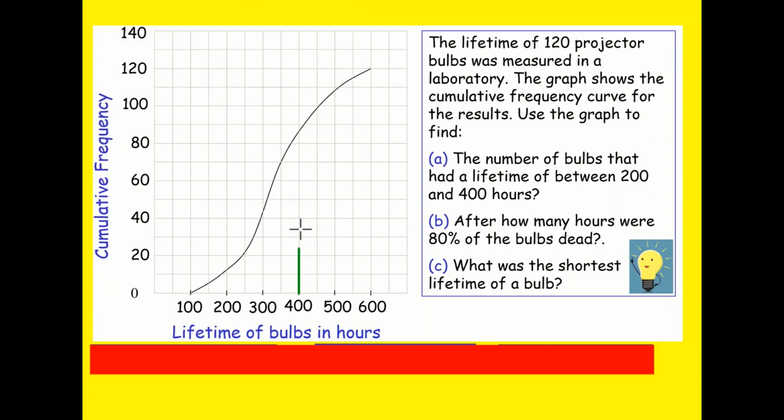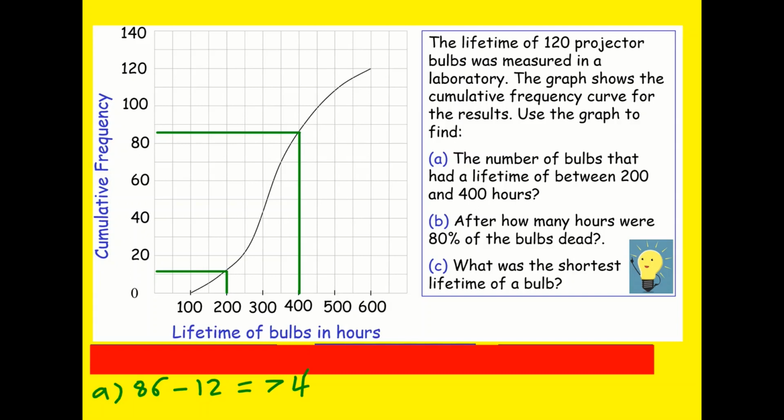Right, I can find out how many had less than 400 hours by reading off. Okay, this time it's going up in tens, so I need to be a bit careful. This is going to be, I think, 86. So 86 bulbs had a lifetime less than 400. So what I also need to do is find out how many had a lifetime less than 200 and subtract them. So I think this is about 12. So for A, I'm going with 86 bulbs that are less than 400 minus 12 that are less than 200, and that's going to give me 74.